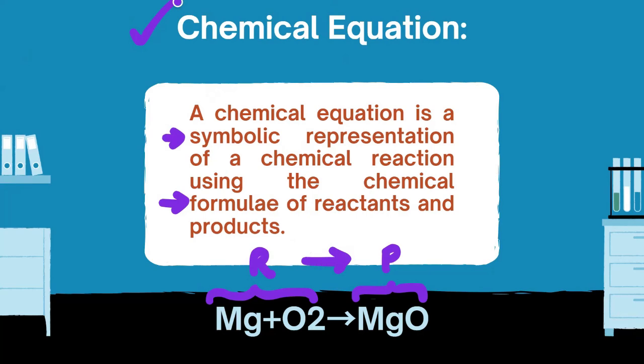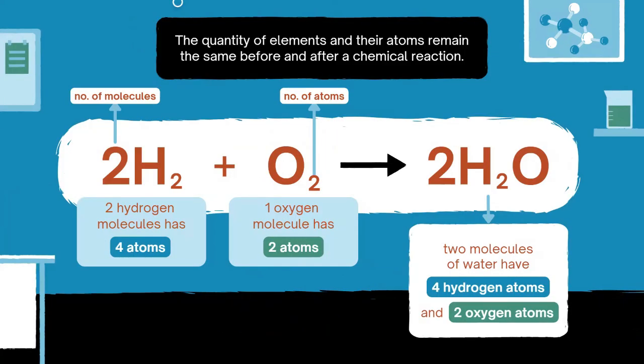Now students, our chemical equation is correct when it is balanced. What is balanced? Let's see this equation. So here, two molecules of hydrogen are reacting with one molecule of oxygen and they are forming product, that is water, but two molecules of water.